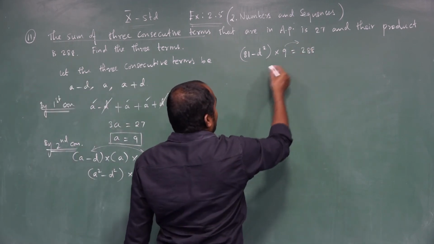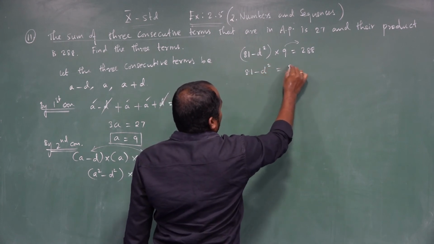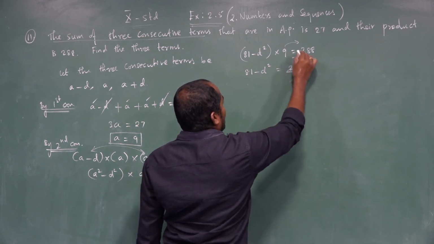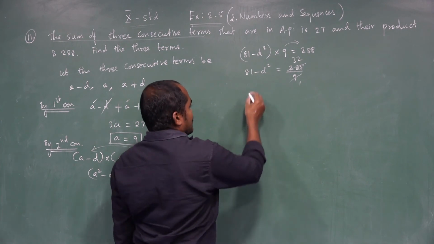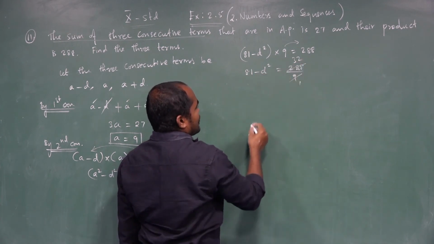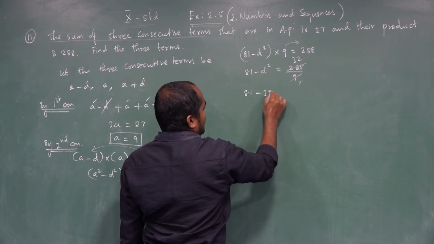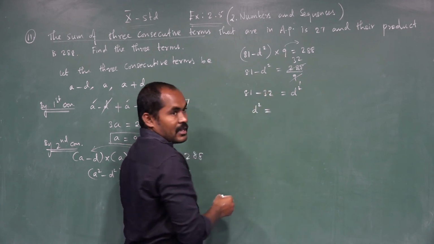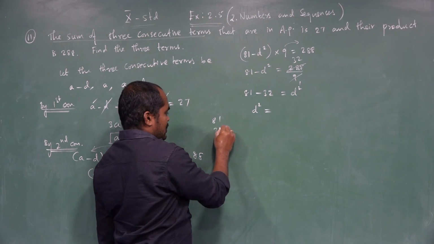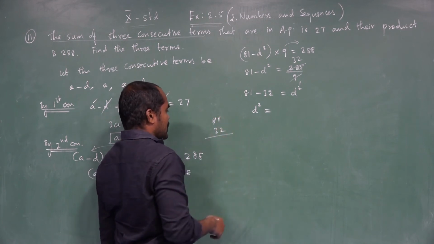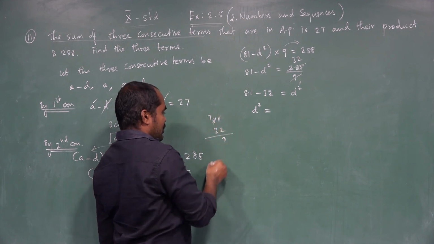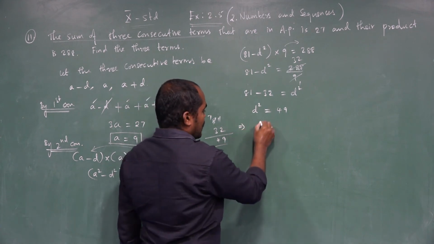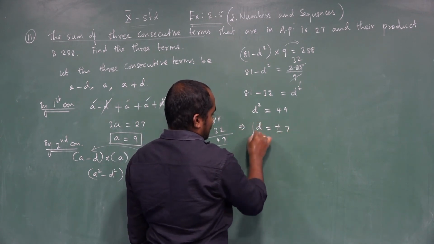Sending this 9 to the right, 81 minus d square equals 288 by 9. 9 threes are 27, remaining 18, 2 nines are 18, so 32. 81 minus d square equals 32, so 81 minus 32 equals d square. 81 minus 32 is 49. Taking the square root on both sides, d value is plus or minus 7.